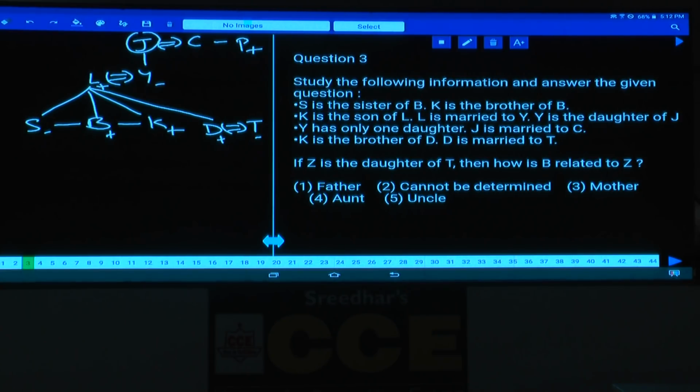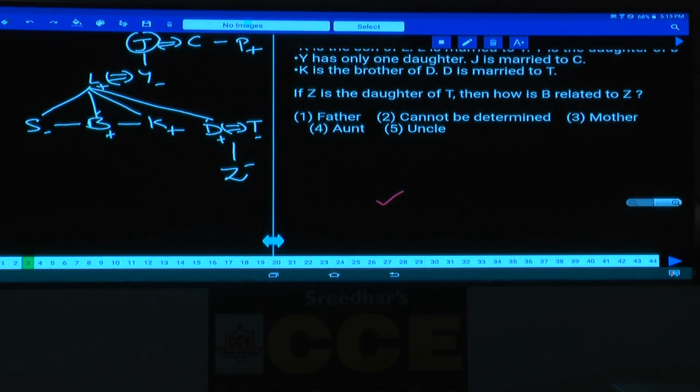If Z is the daughter of T, it can be written like this. How is B related to Z? Z's father is D, father's brother is B, father's brother is uncle, and it is choice 5. Done with this, and this is about question numbers 1, 2, 3, where 5, 5 and 5 are the choices.